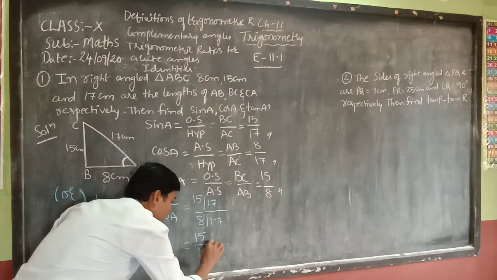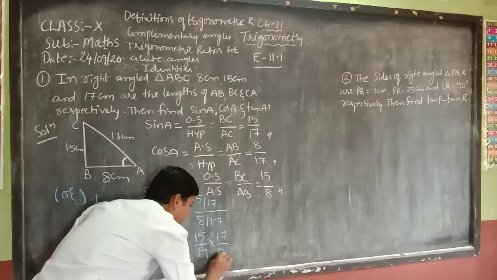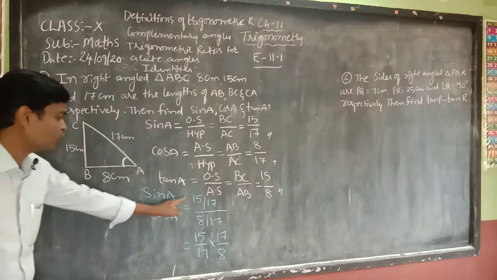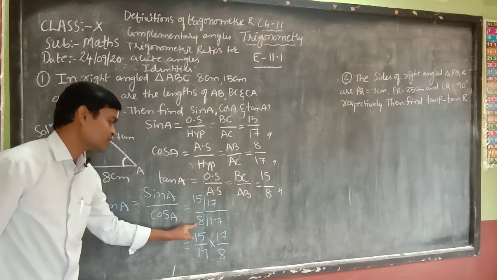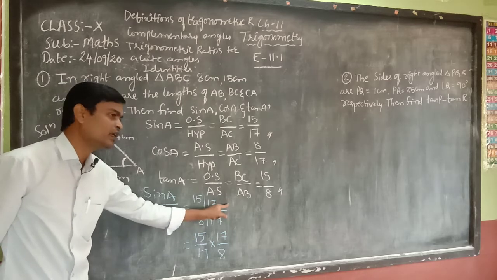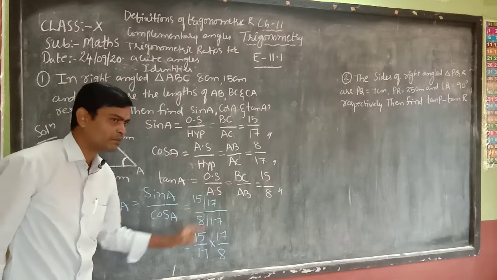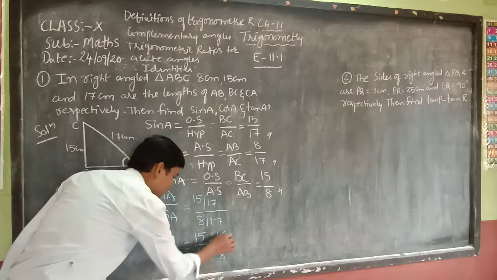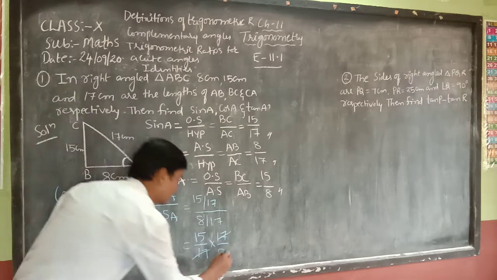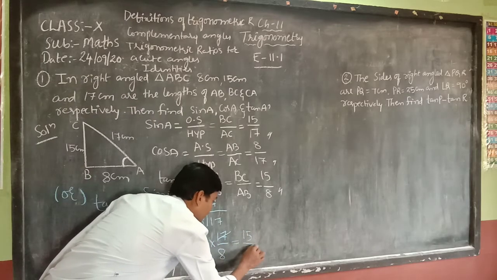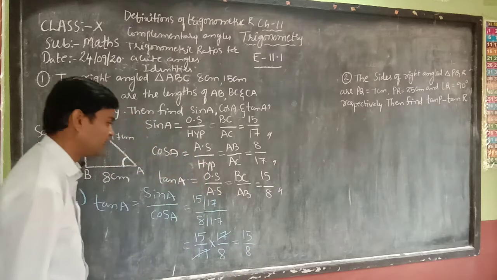How can we write this? 15 by 17 into 17 by 8. Can we write it so, because both are fractions? If we interchange the fraction in the numerator, what happens? Reciprocal. So 17 will get cancelled. We got what? 15 by 8.